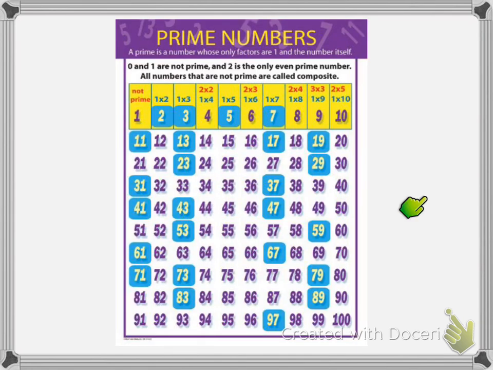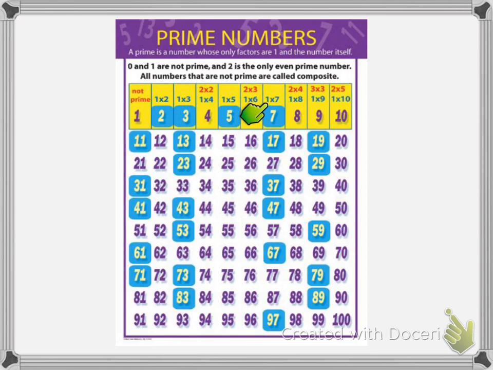If we go back and review prime numbers, a prime number is a number whose only factors are 1 and the number itself. 0 and 1 are not prime, and 2 is the only even prime number. All numbers that are not prime are called composites. So a lot of these numbers that you see here in blue are considered prime numbers, because only 1 and itself goes into that. Those are the only factors, 1 and itself. So 7 is a prime because the only factors it shares are 1 and 7.